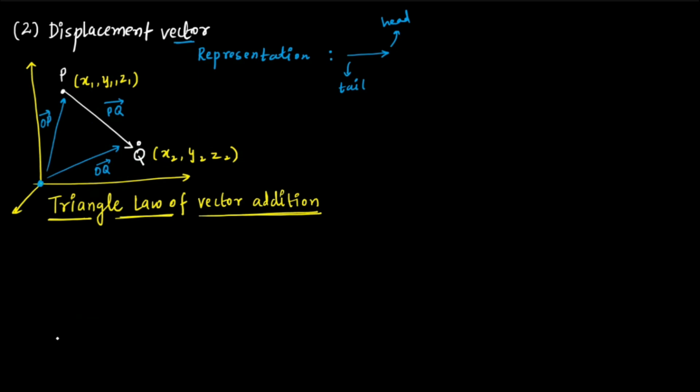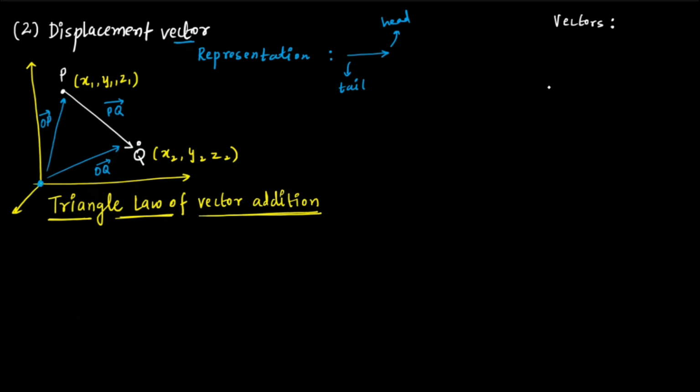Just try to assume whatever I'm saying. So suppose there are three vectors. Before going into it, there are a few more things that we need to know about vectors. So vectors are basically representing the initial and final position, where the initial position is represented by the tail part and the final position is represented by the head part.